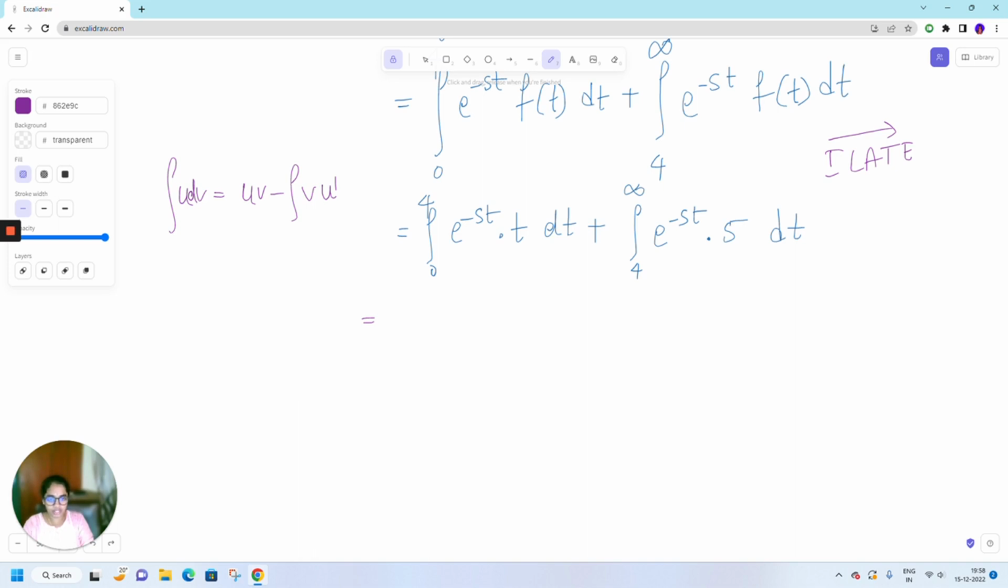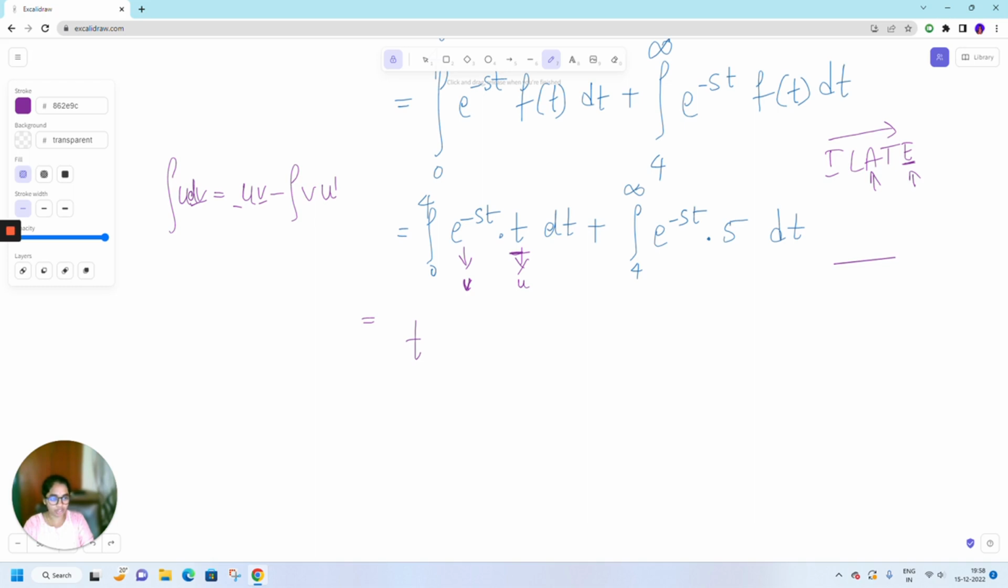Now you see here I have t. t comes under algebraic, and after that e comes, that is exponential. So our u will be t and v will be e power minus st. So what does the formula say? The formula is telling us dv has changed to v. This basically means you've integrated v. So just keep u as it is and integrate e power minus st.